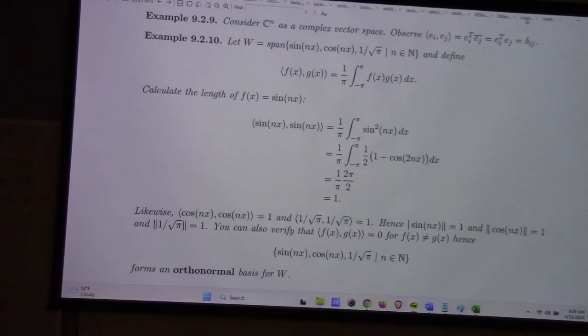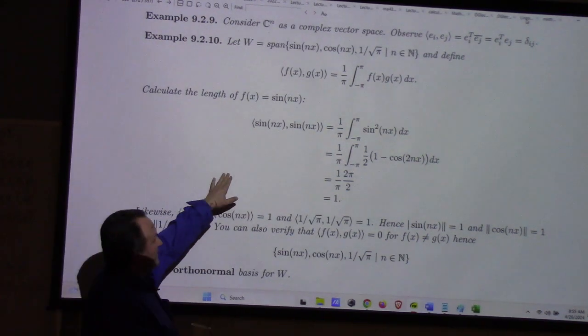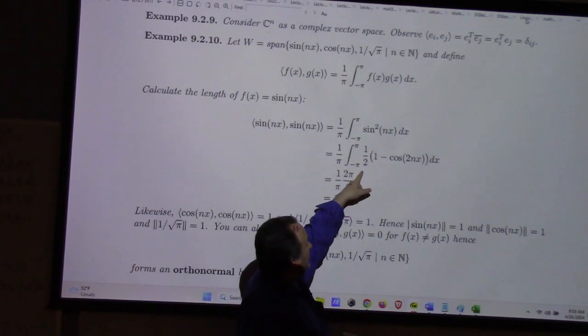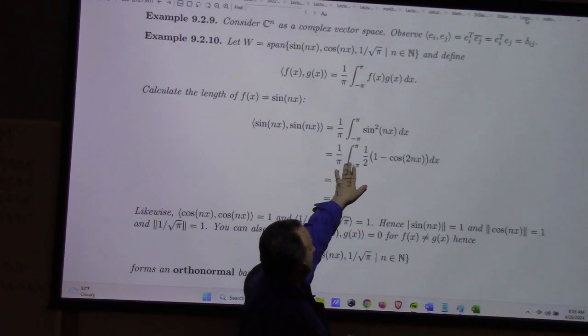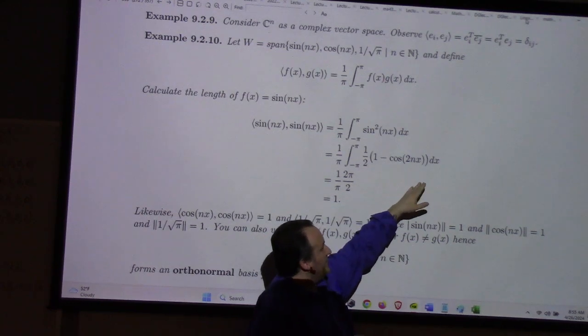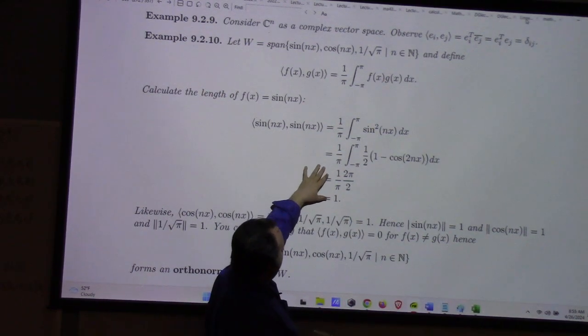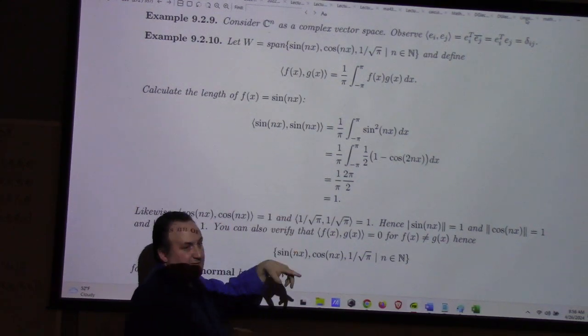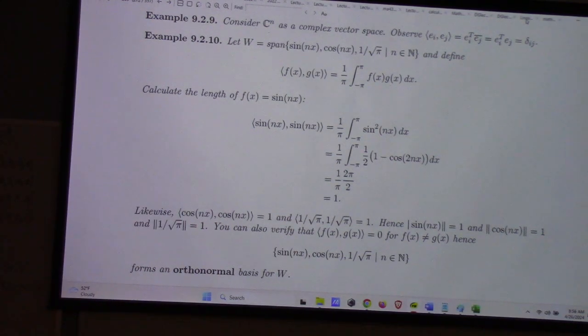With respect to that normalization, if we take the inner product of sine nx with itself, we get the integral of sine squared. I know you guys love calculus too, so there it is. And oh, look at that. What's that mean about sine nx? What kind of vector is it? It is a unit vector. That's right. So sine of nx is a unit vector with respect to this notion of inner product.